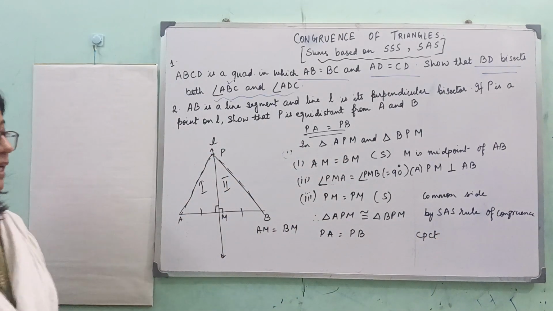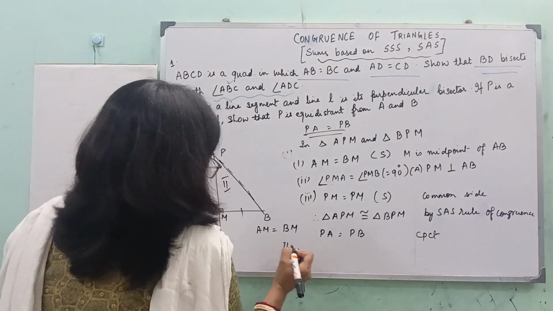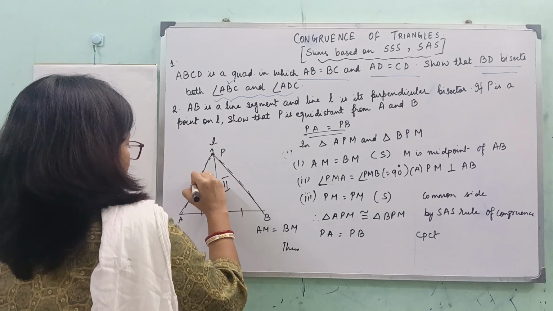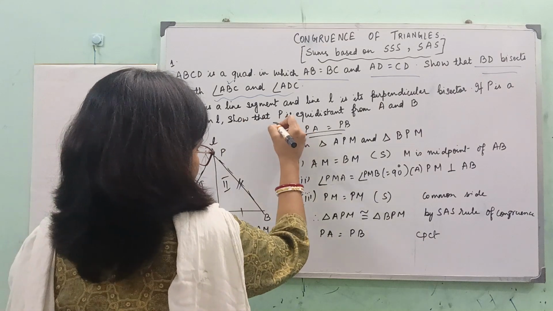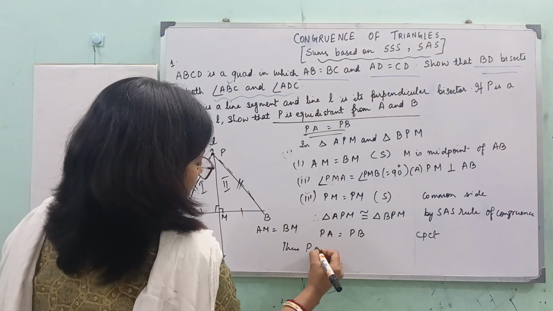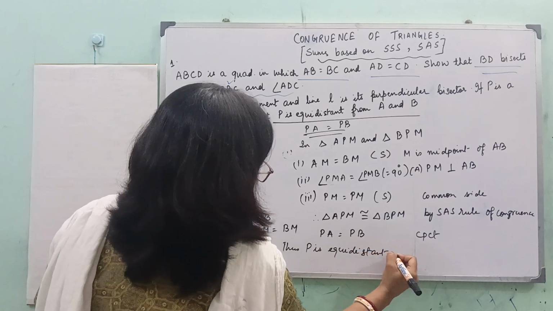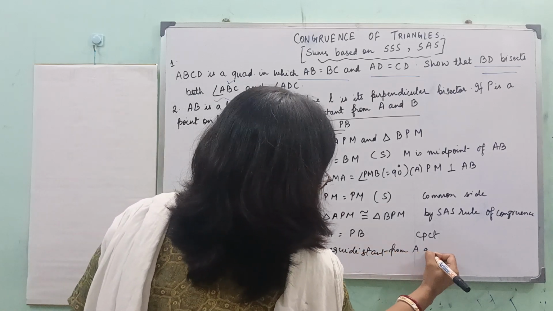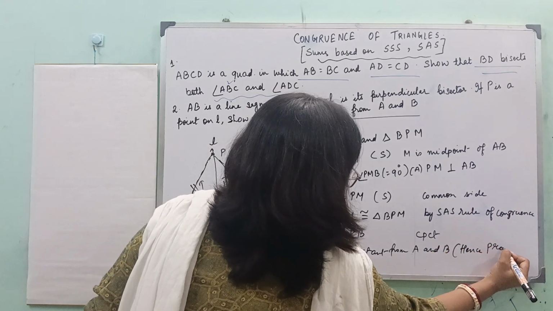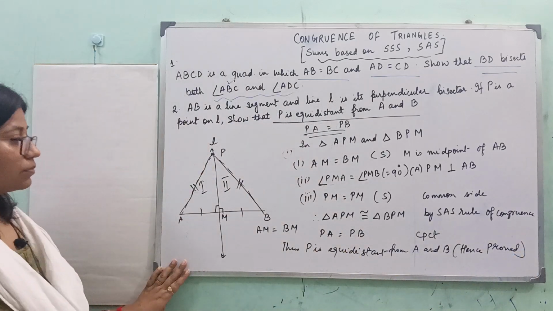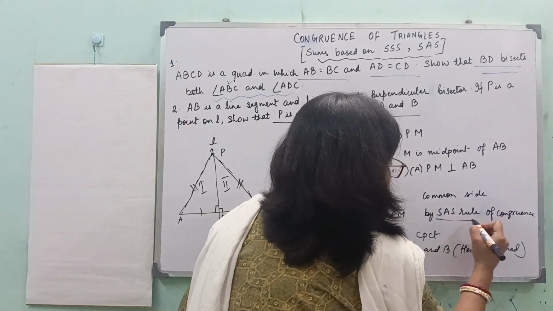What is the reason for that? CP, CT. That means we can write thus. See, P is a point equidistant from A and B. So we can say thus, going by the question, P is equidistant from A and B. Hence, proved. So this sum was based on the rule SAS.